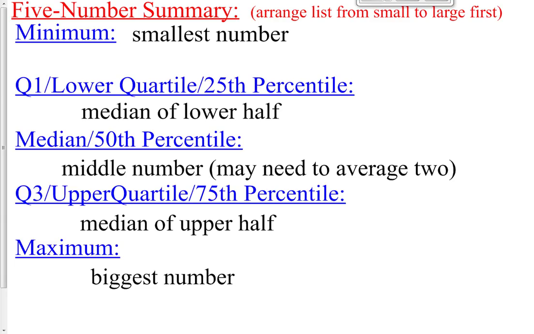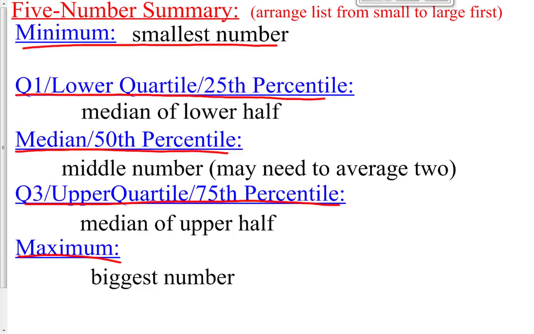So here are the 5 numbers. It's the minimum, the maximum, and the 3 quartiles. Again, the minimum is the smallest number, so whatever the lowest data entry is, that's the minimum. The maximum then is the highest number, of course. And then we get the median, the number that's in the middle. The middle of the lower half is Q1, or the first quartile, or the 25th percentile. And the median of the upper half is the upper quartile, or the 75th percentile, or we call that Q3 sometimes. So those are the 5 numbers, and that's a good representation of data.